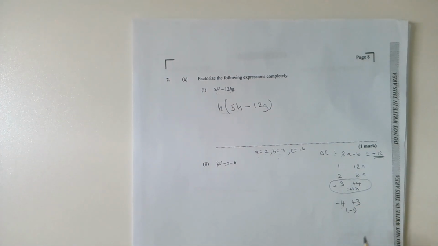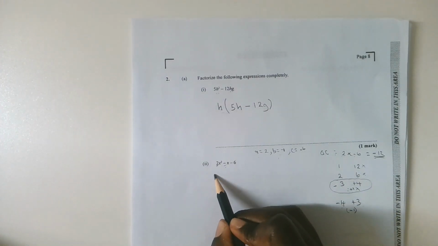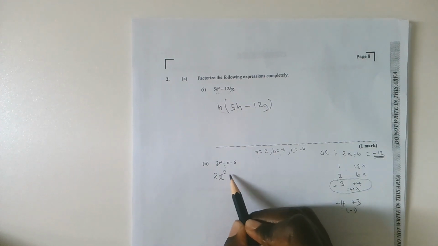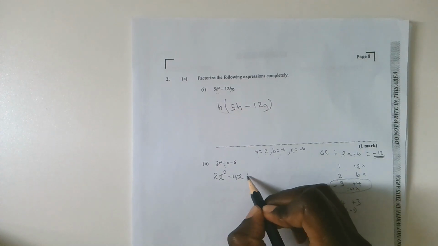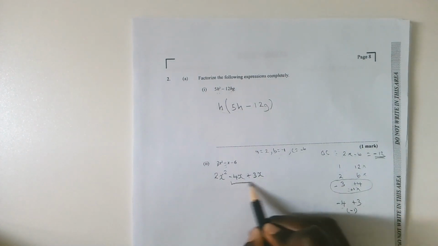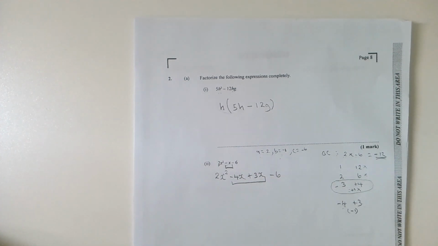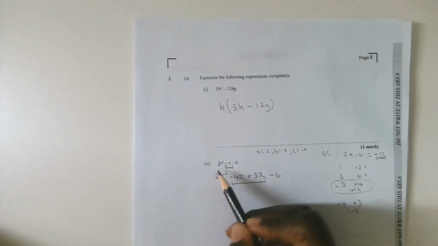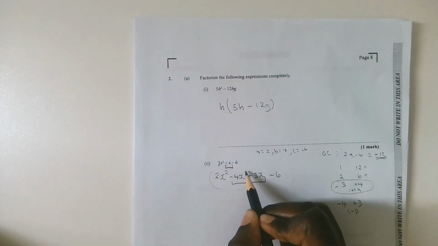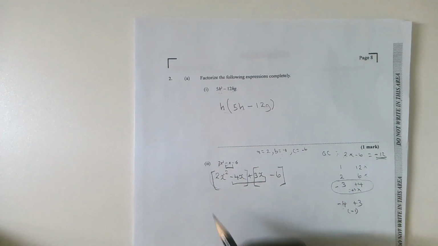So with that in mind now, we're going to substitute our two factors for our B value. So rewriting, we're going to have 2x squared minus 4x plus 3x. So these are our two B values, minus 6. Now we're going to factorize. Similarly to what we did above, I'm going to take these two terms and factorize them, and then I'm going to factorize these two expressions.